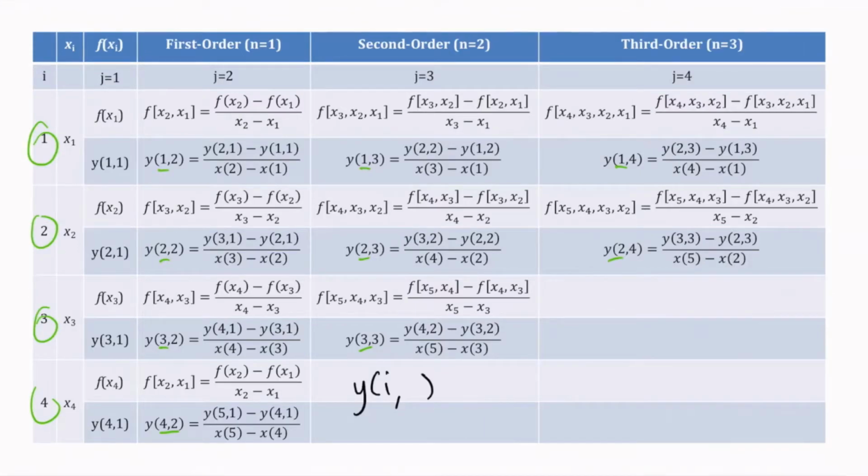What about the second index? The second index corresponds to the index j, which corresponds to the order. So for the first order, we have j equals 2. For the second order, we have j equals 3. For the third order, we have j equals 4. So if we want to solve for the j equals 2 terms, we need the j equals 1 terms here.